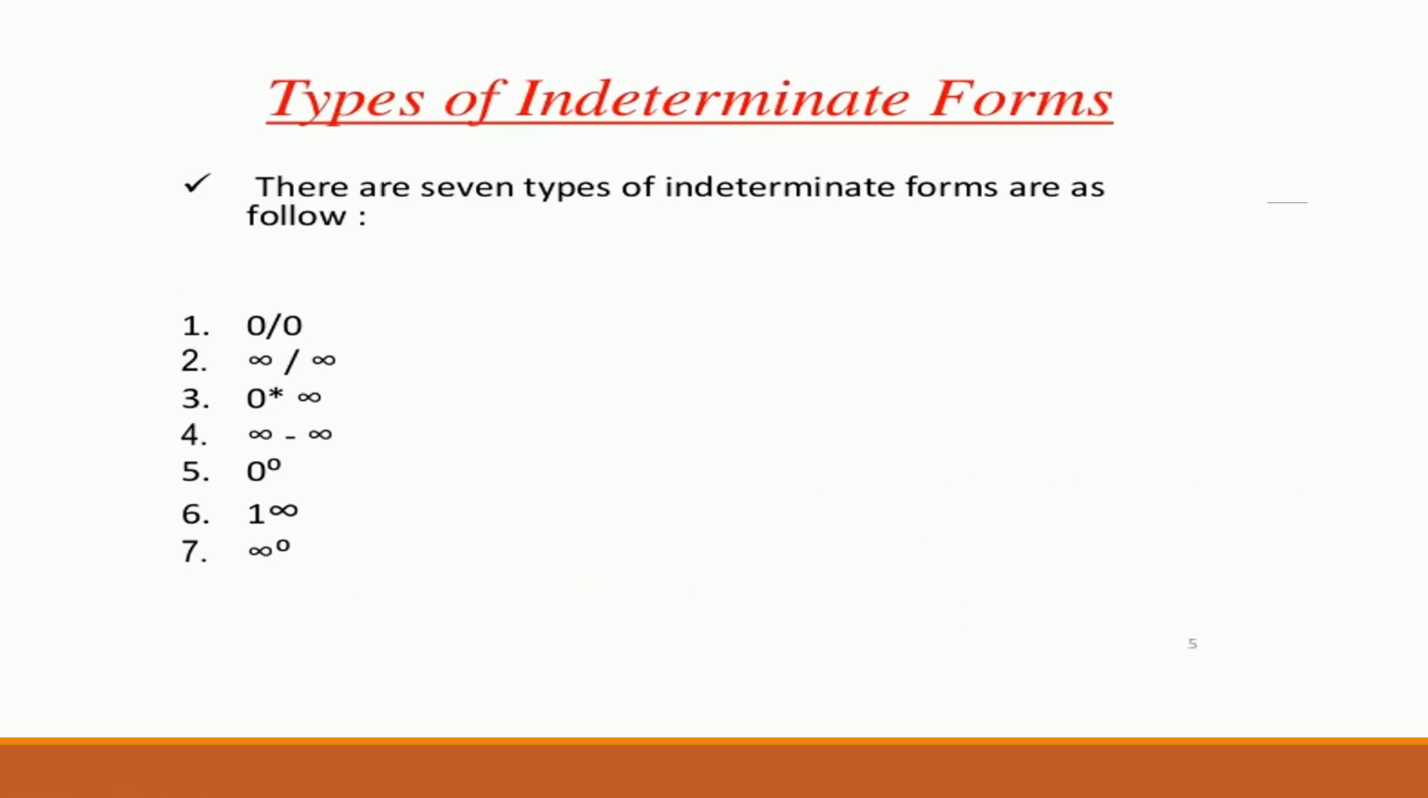Next, indeterminate form. They play a vital role in the problems of limits. The 7 indeterminate forms have been identified: 0 by 0, infinity by infinity, 0 into infinity, infinity minus infinity, 0 to the power of 0, 1 to the power of infinity, and infinity to the power of 0. These are indeterminate forms. They play a vital role in calculus, the limit part of calculus. So we must be very careful in using the proper terminologies.